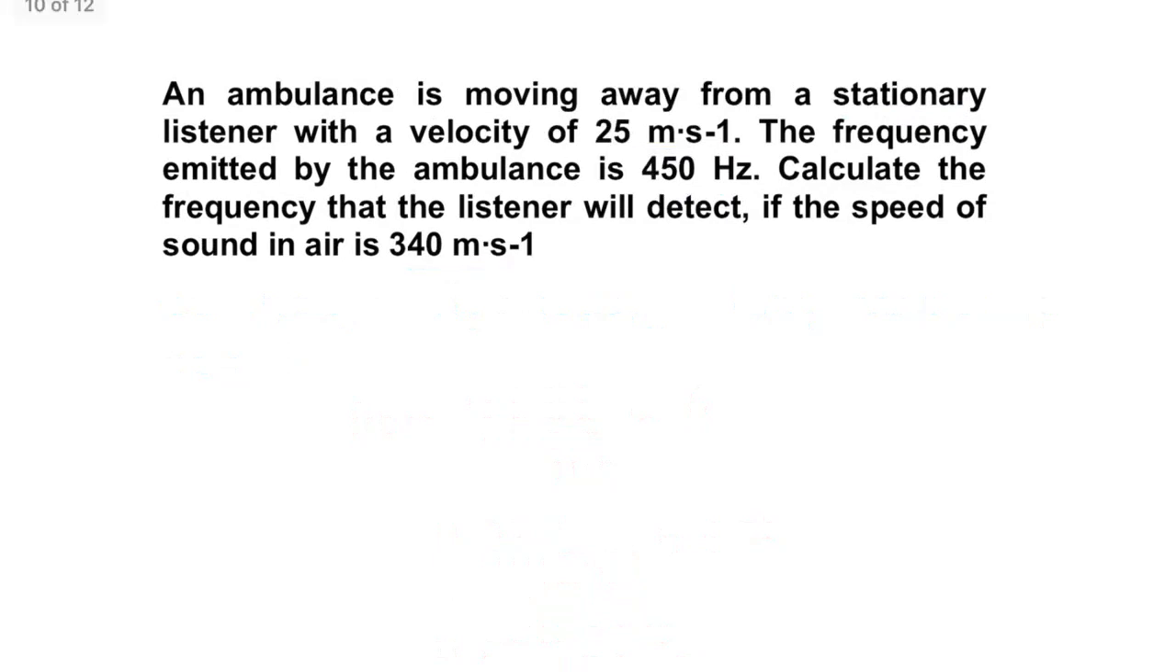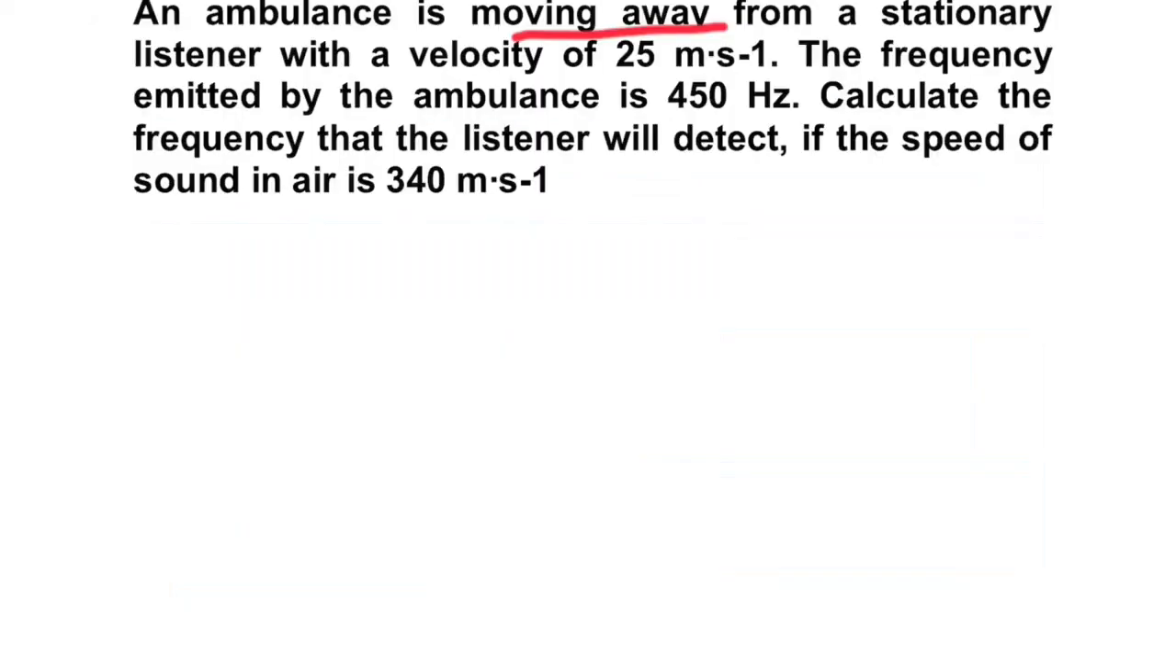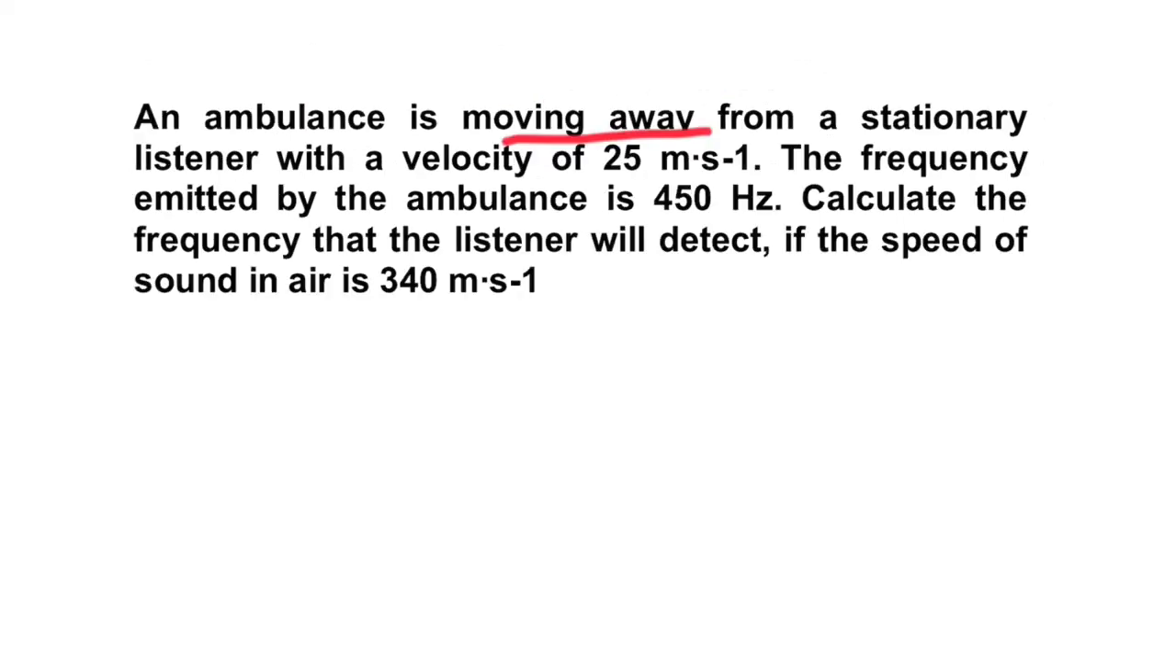Right. Our third example. An ambulance is moving away from a stationary listener. So when the ambulance is moving away, what are we going to have? Let's go back to the four equations. When it is moving away, we have plus Vs on the denominator. Right, let's go back to our equation. It's moving away with a velocity of 25 meters per second. The frequency emitted by the ambulance is 450 Hertz. Calculate the frequency that the listener will detect if the speed of sound in air is 340 meters per second.